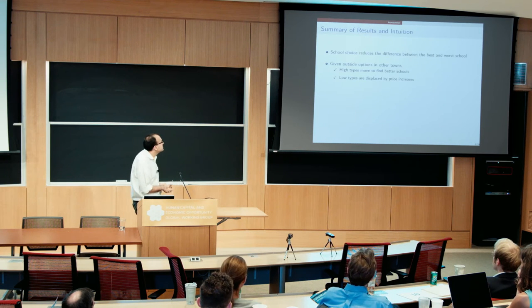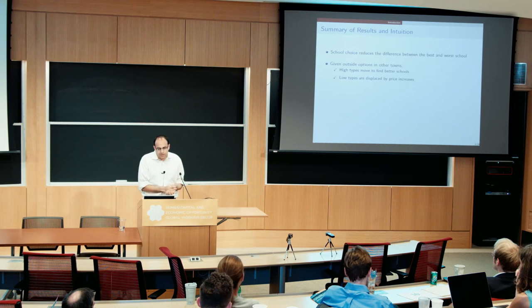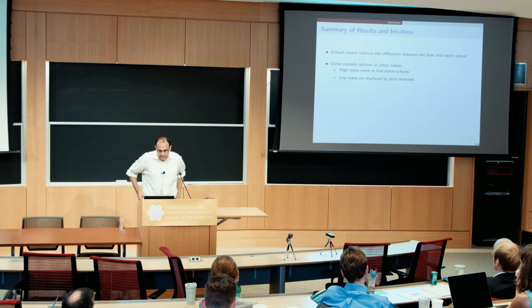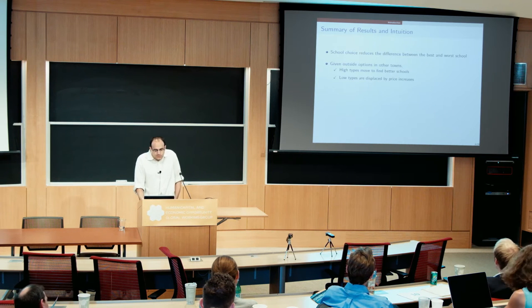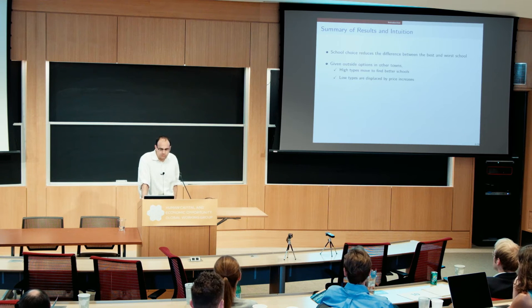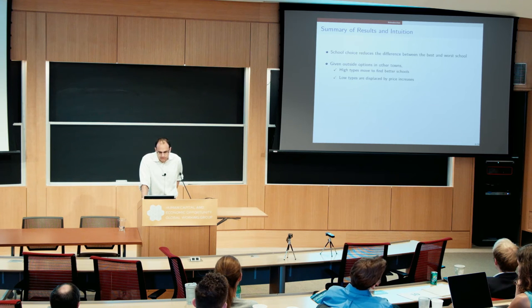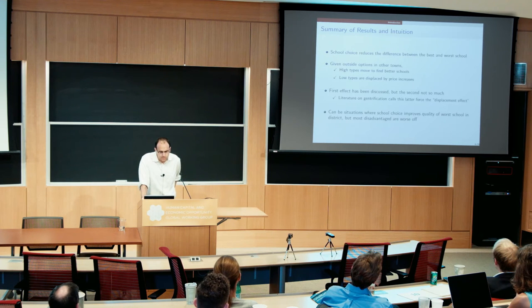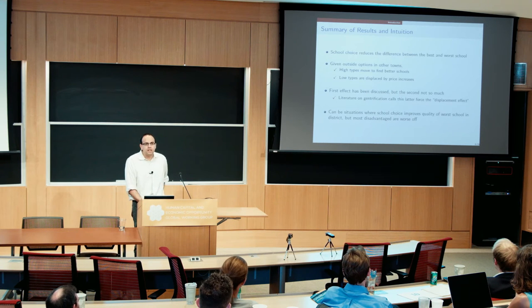Now, given our assumptions on outside options, in the model we'll find that high types under school choice are no longer able to segregate and get their school that's a good match for them, so they will exit. And the same force happens for low types. So since the distribution is compressed, the worst school has gotten better, so the house prices will increase, and that will displace the low types.